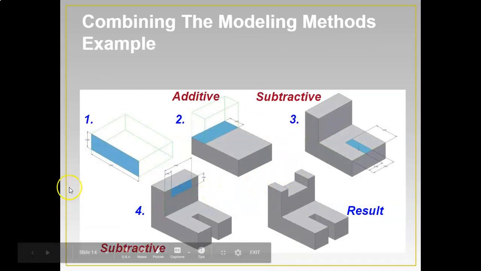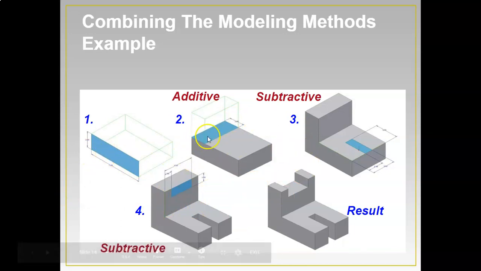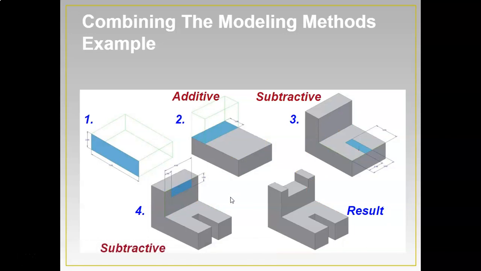So here's another example for you, just step by step. Step one, maybe we draw a small rectangle, extrude it, draw another rectangle, extrude it, draw a small rectangle and cut it away, draw another rectangle and cut it away to get this. Okay, so additive, additive, subtractive, subtractive. So that's just one example of how to do that. Okay, and that is it.